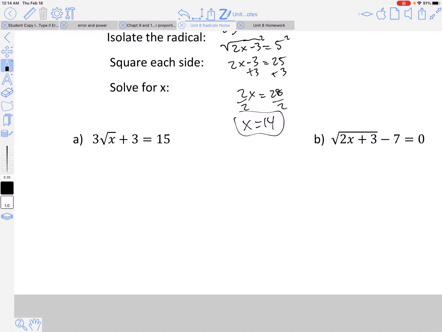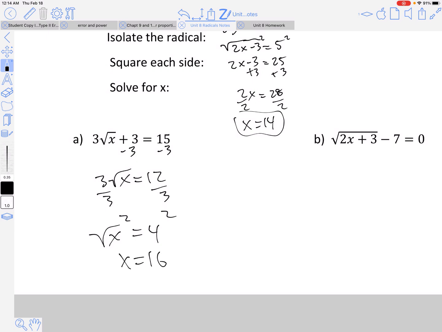Alright, so if I were you, it might be a good idea to pause this and try these two real quick, just see how you're doing, and I'm going to hurry and do them. So you can pause it and then take a look at what happened. Alright, so I got 16, so if we double check it, square root of 16 is 4, 4 times 3 is 12, 12 plus 3 is 15, got it, right?